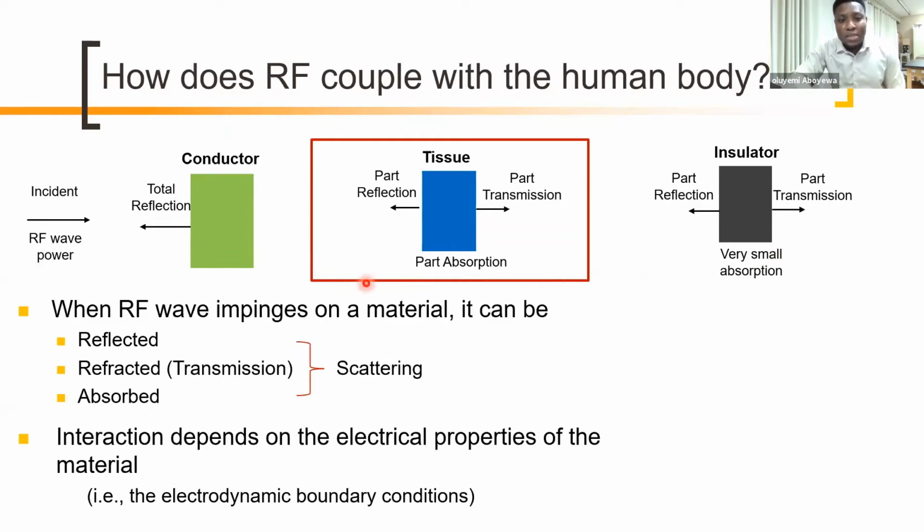Looking at these classifications of material, we see that human tissues are in the midline. That is, it has some properties of a conductor and some properties of insulators. And in that essence, part of this energy can be reflected, some portions can be absorbed, while others are transmitted or refracted through the material. And on the other end, for insulation, there are also some absorption as well.